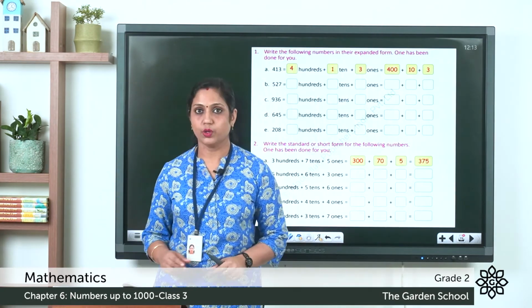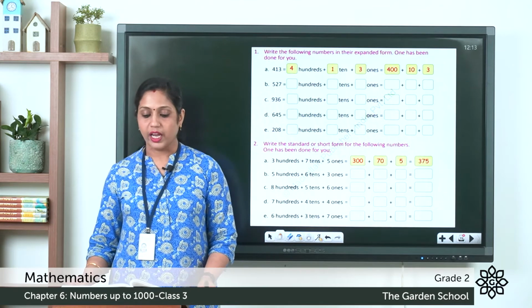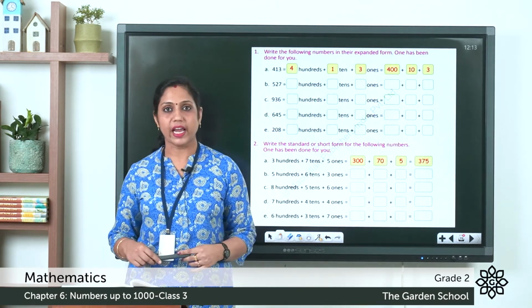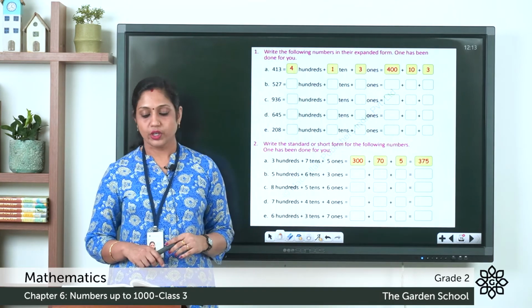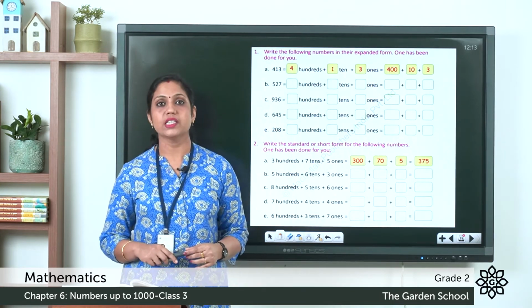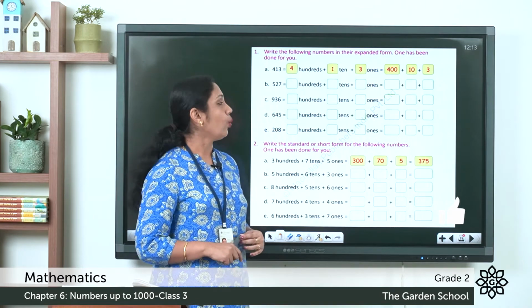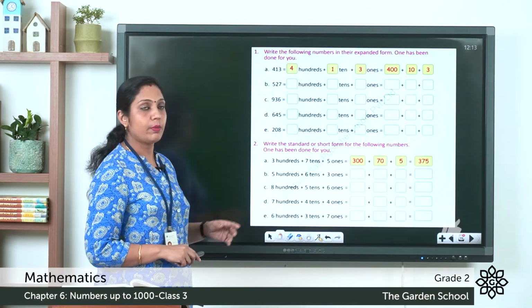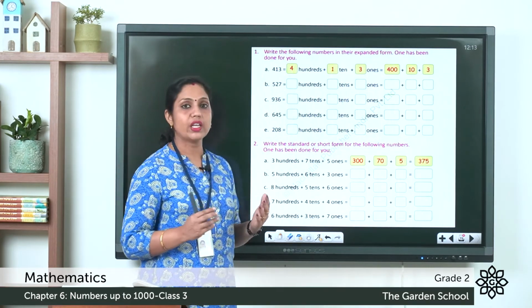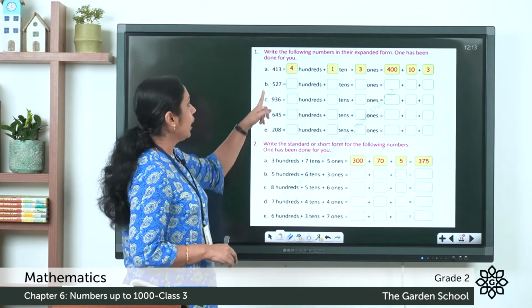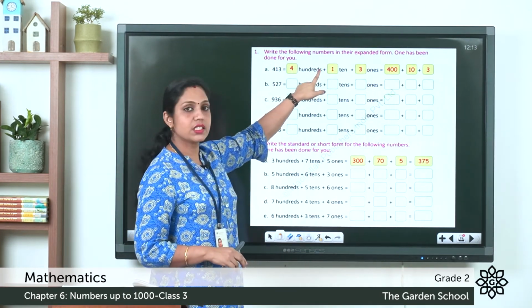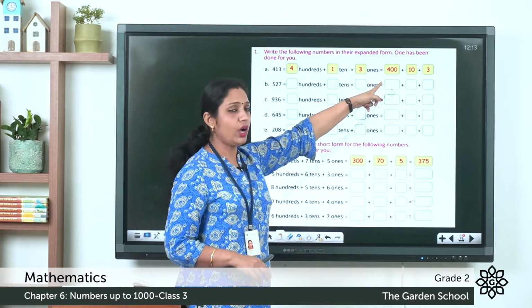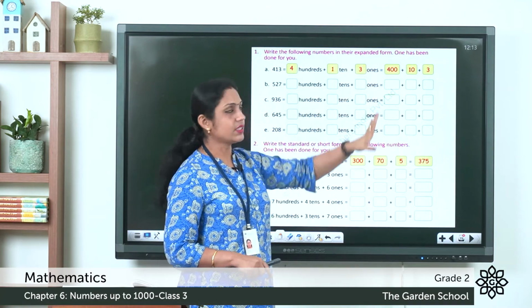Now in your textbook, page number 85, you have the practice coach. You can open your text, page number 85. The first one you have: write the following numbers in their expanded form. One has been done for you. So the first question has been done for you. The number is 413. And how has it been written in the expanded form? 4 hundreds plus 1 ten plus 3 ones is equal to 400 plus 10 plus 3.